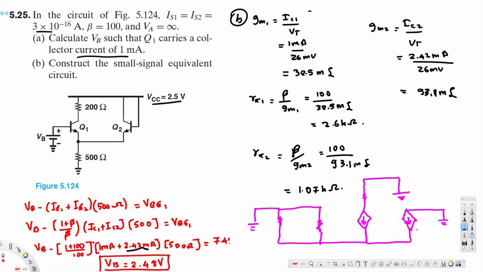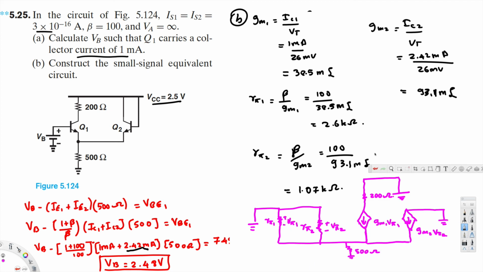This is GM2 V-pi2, and this one is 500 ohm, and this one is GM1 V-pi1, and here we have 200 ohm, and the voltage across this one is V-pi2, resistance is r-pi2, and this one is r-pi1, and the voltage across here is V-pi1. And this is our equivalent model circuit of the given circuit.